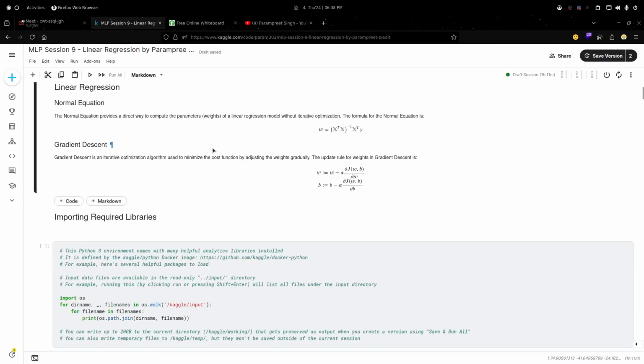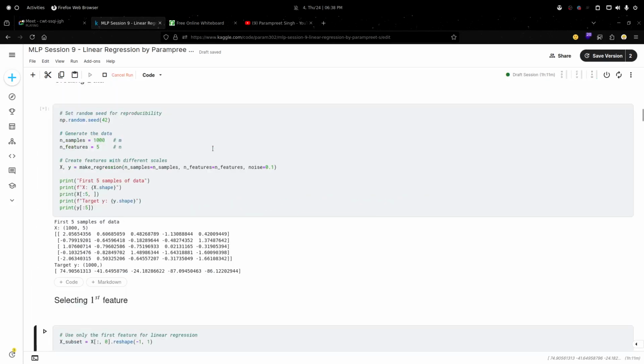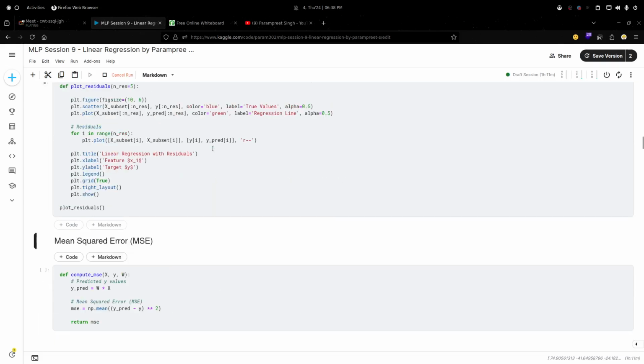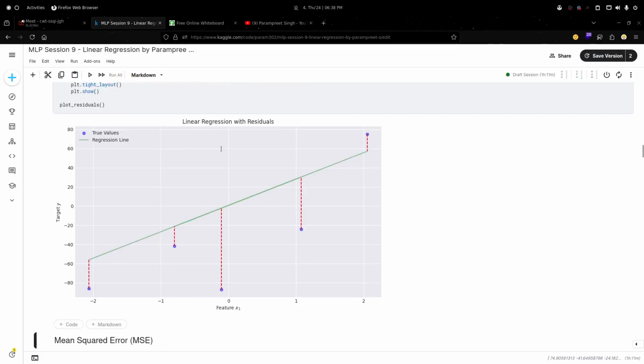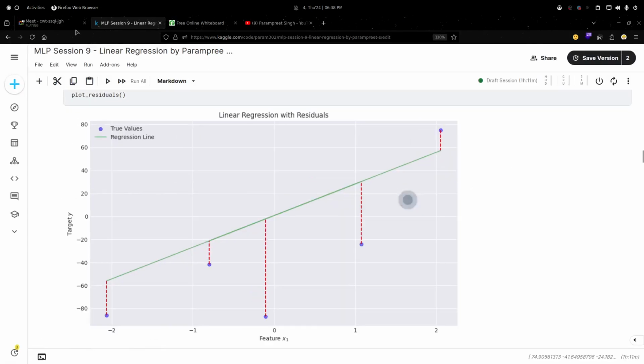Before that, let me run this. Let me show you this. Okay, so here can you see this graph? Guys, can you all see this graph? Yeah, it's visible. This green line is the best fit line.